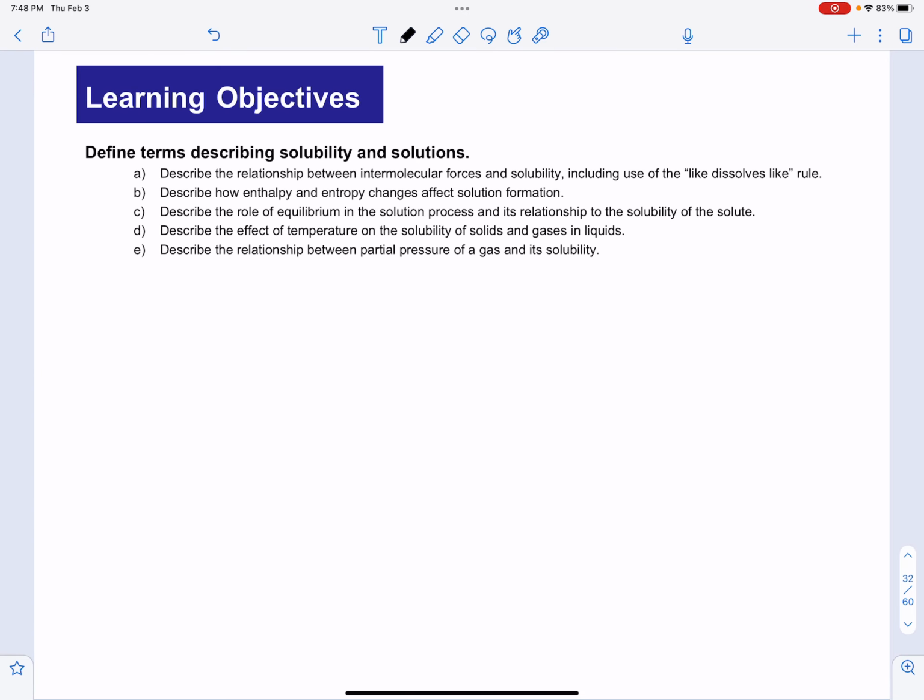And with that, I would say that we understand how intermolecular force relates to solubility. We understand what that term means. We can talk about the energetics of forming a solution. Now we can see why the equilibrium is so important when we're dealing with gaseous solutions. We see how the temperature affects the solubility differently for the solid and the gas. And we saw how the partial pressure relates to solubility using Henry's law.